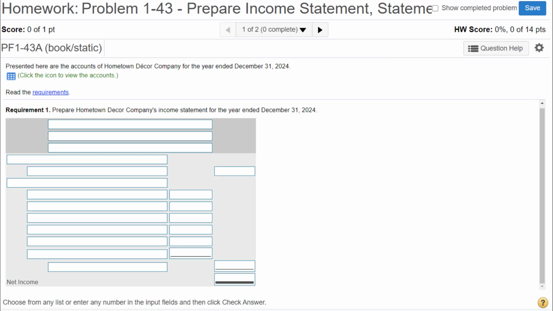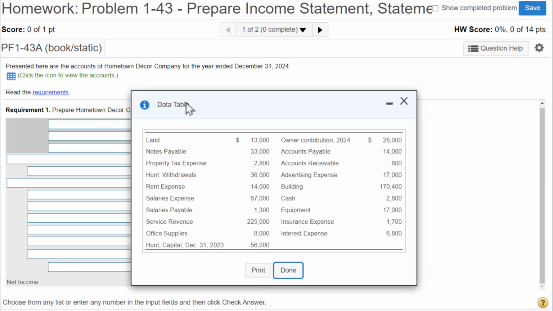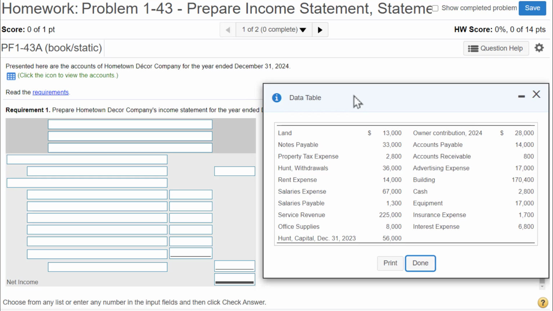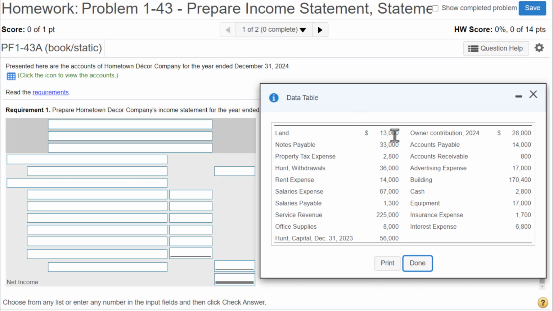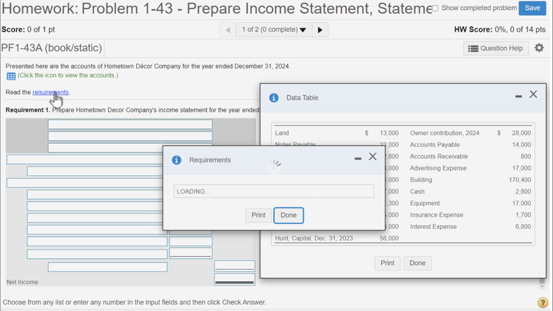Problem 1-43. This is a great problem to give you practice creating the three financial statements: the income statement, statement of owner's equity, and the balance sheet. Presented here are the accounts of Hometown Decor Company for the year ended December 31st, 2024. Over here we've got our data table with the accounts and their balances listed in a random order, and we can read the requirements of the whole problem right here.